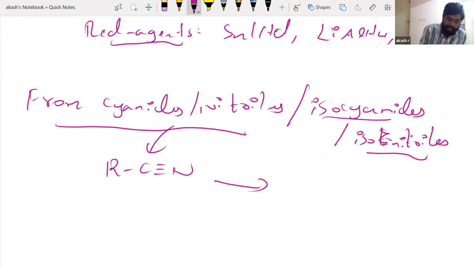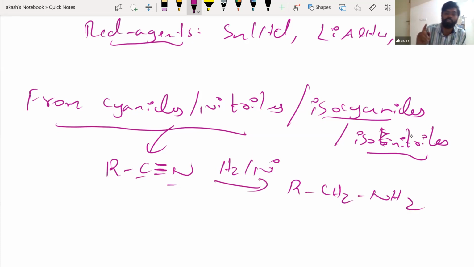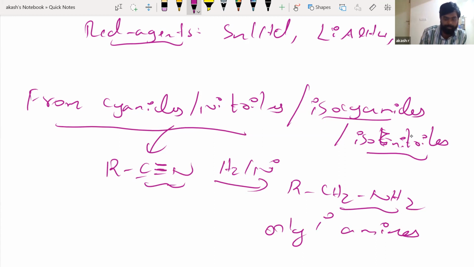Now, you can easily understand, right? If I go for, say, for example, H2/nickel, what will happen? This pi bond will break, then both the things will get added up to hydrogen, right? So I can easily see that you will be able to form RCH2NH2. Very simple, right? Just add hydrogen across the two pi bonds, and you'll be able to form the primary amine. Again, only primary amine can be formed if I use cyanides, because this is the only way you can add the hydrogens. There is no other way.